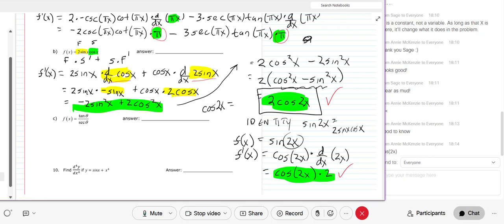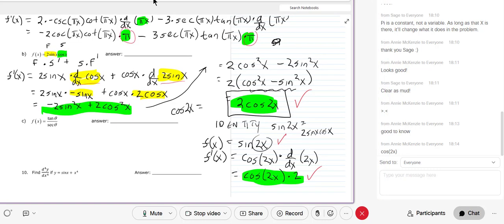It's either the product rule, or you could observe that you can change 2 sine x cosine x to sine 2x, and then do the derivative that way. Okay, do you guys have any questions about what I did on that problem?